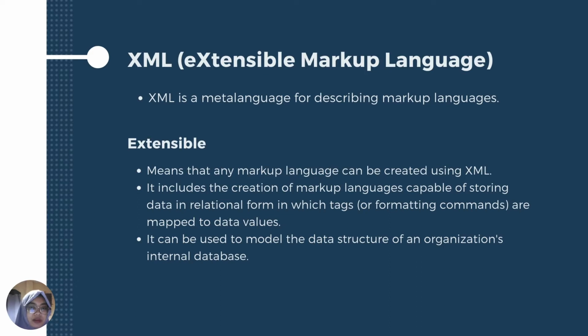XML, or the Extensible Markup Language, is a meta-language for describing markup languages. The term extensible means that any markup language can be created using XML. It includes the creation of markup languages capable of storing data in relational form, in which tags or formatting commands are mapped to data values. It also can be used to model the data structure of an organization's internal database.